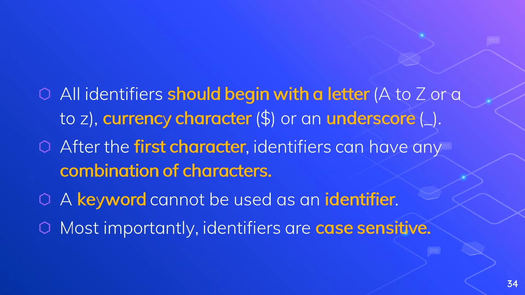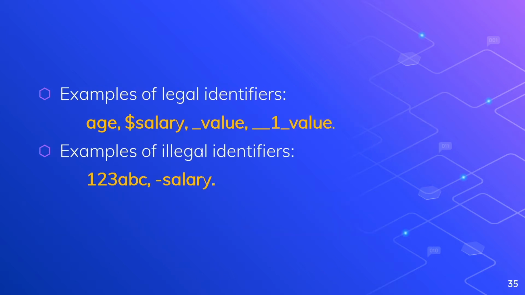Okay? So, next, these are the examples of legal identifiers. As you can see, we have age, and let's use a currency, dollar sign, and value, underscore 1, value. So, these are accepted by Java.